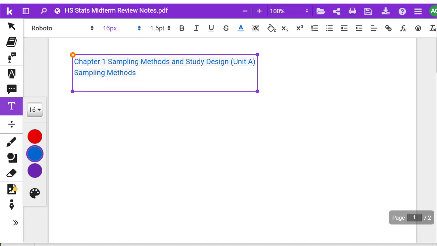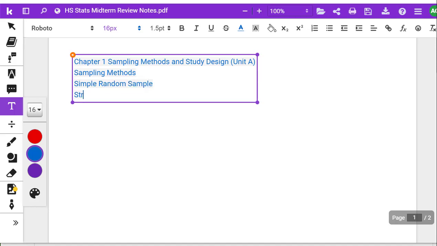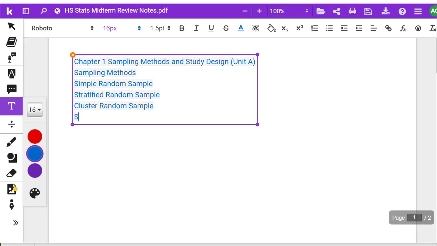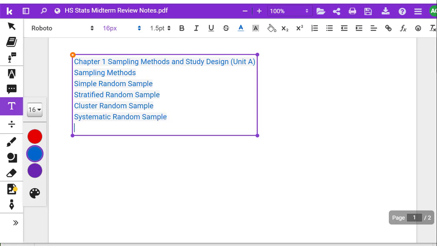Can you tell me what a simple random sample is? What is a stratified random sample? What is a cluster random sample? What is a systematic random sample? And you might also see convenient sample. All right, so that's the sampling methods. Make sure you understand these.